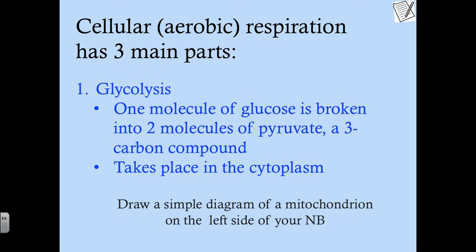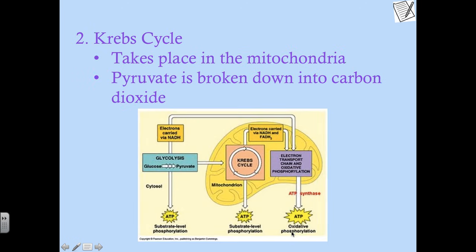The first main part is called glycolysis. Basically, this is when you have one molecule of glucose, and it's broken into two molecules of this thing called pyruvate, which is just a bunch of carbon put together. It takes place in the cytoplasm. Cytoplasm is the inside of our cells. You do not have to draw a simple diagram. You can ignore what this says. The second part of cellular respiration is called the Krebs cycle, and this takes place in the mitochondria, the powerhouse of the cell, and this is when that pyruvate, that carbon, is broken down into carbon dioxide.